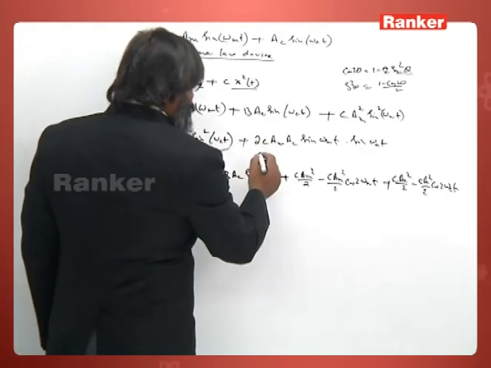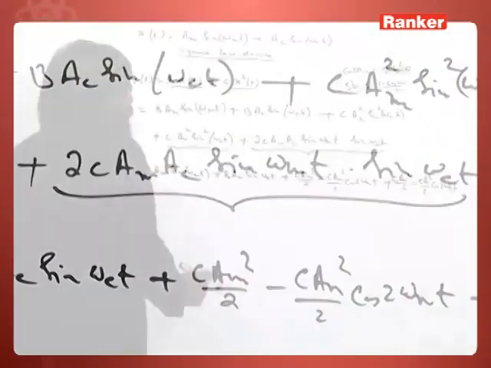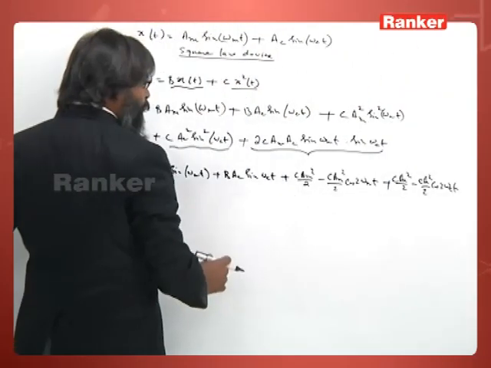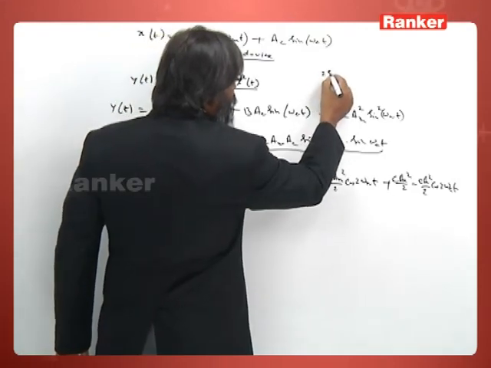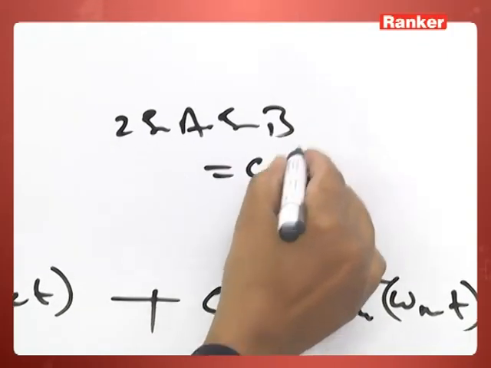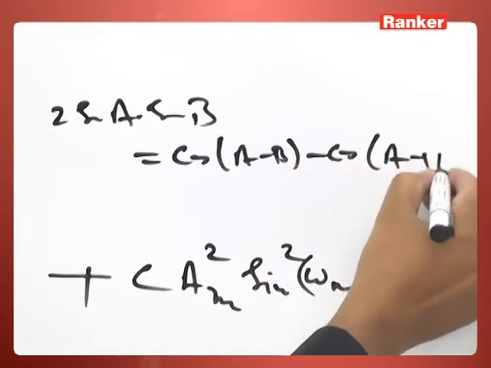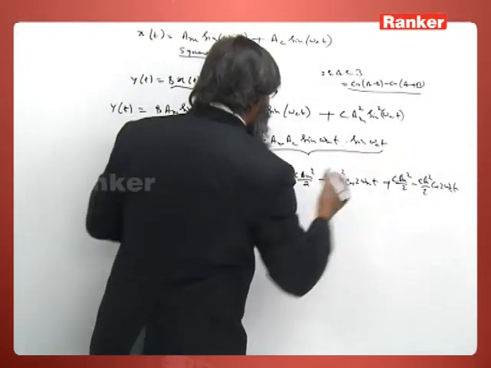So we got these two. Now come to this term. Here I am using a trigonometric formula, 2 sin A sin B as cos(A minus B) minus cos(A plus B). So this formula I am going to use for this.